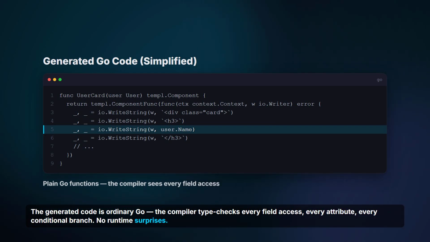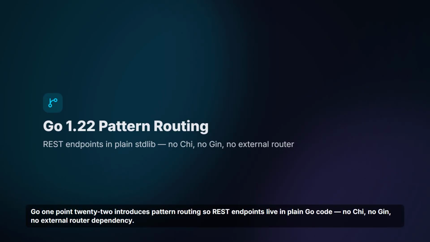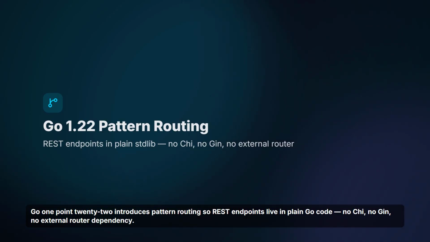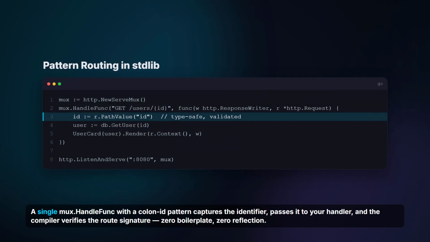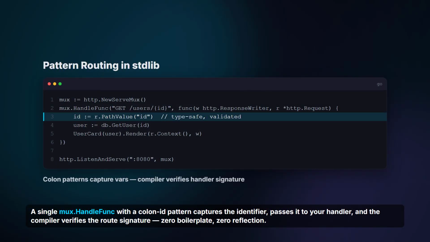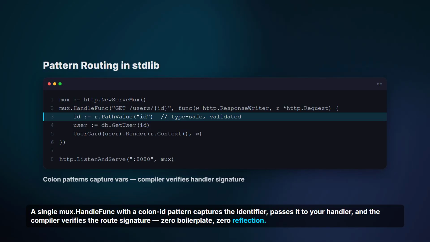No runtime surprises. Go 1.22 introduces pattern routing, so REST endpoints live in plain Go code. No chi, no gin, no external router dependency. A single mux.HandleFunc with a {id} pattern captures the identifier, passes it to your handler, and the compiler verifies the route signature. Zero boilerplate, zero reflection.